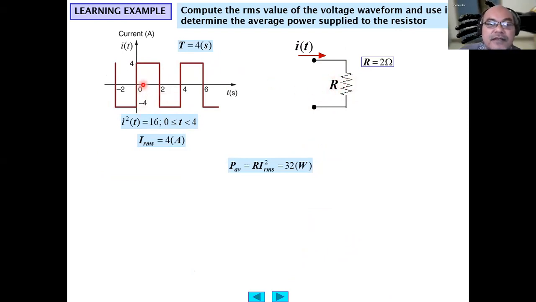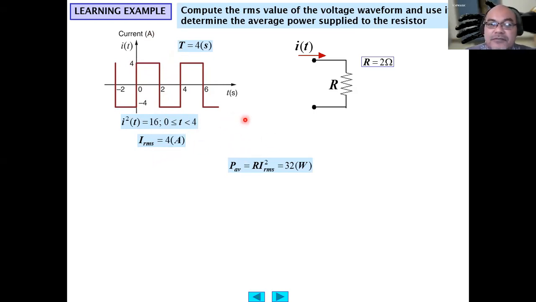Okay, so here the I square, this is a periodic square wave. The period is 4 seconds. Between 0 to 2 it is positive 4 ampere. Between 2 to 4 seconds, it is negative 4 ampere. And the integral is the same, 16, right? And there are two of it from 0 to 4. The integral of I squared dt is 16. The IRMS, therefore, equals 4 ampere.